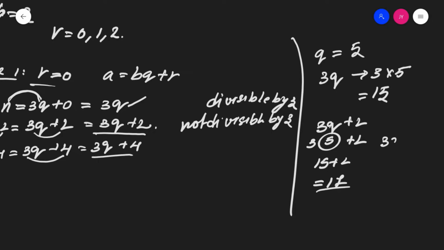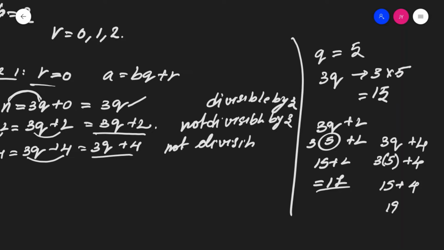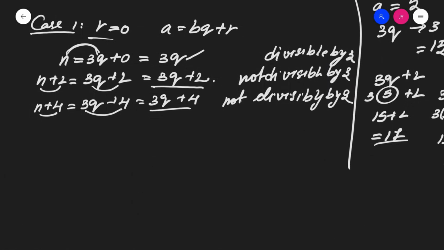Next, 3q plus 4. 3 into 5 plus 4. 3 fives are 15 plus 4, it is 19. Is 19 divisible by 3? No, it is not divisible by 3. Next case. What is the next case?